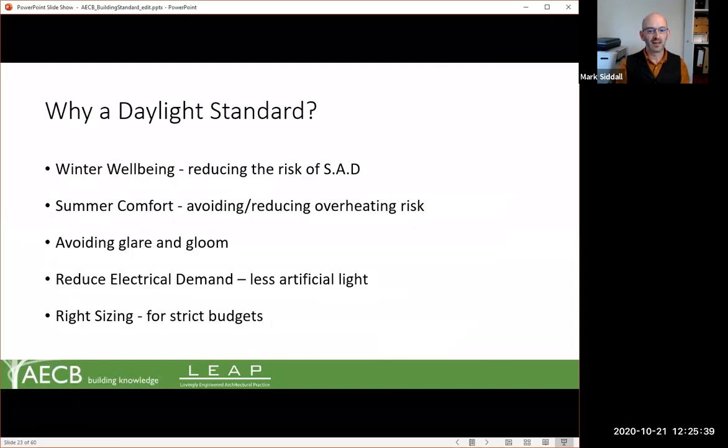Now, the key thing is, why would you want to consider a daylight standard? Looking at winter well-being in terms of reducing seasonal affective disorder, achieving summer comfort, so avoiding overheating risks, avoiding glare and gloom, that contrast that often takes place, and also reducing the amount of electrical energy demand, which obviously features in your primary energy demand target, and also getting the right sizing of windows so that you're not putting more window in than you need to when you're on a strict budget.